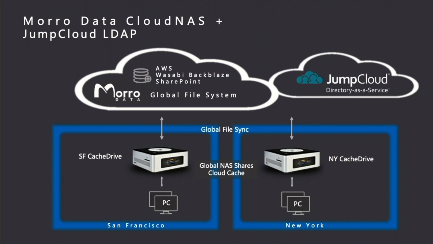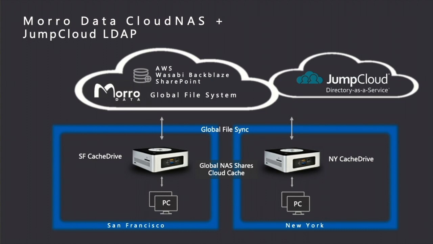Cloud NAS is a hybrid cloud solution to sync, lock, and protect files across multiple locations. It keeps data safe in the cloud while maintaining the fast and familiar NAS interface for users. As the diagram shows, each of the two locations has a cache drive, which works as a gateway and cache to the files in the cloud. While the PC users interface to the cache drive as NAS shares, the Morro Global Filesystem syncs the files in real time among the cache drives at multiple locations.